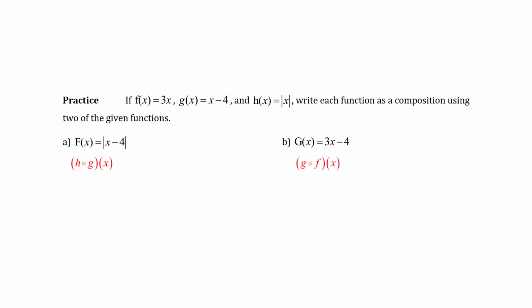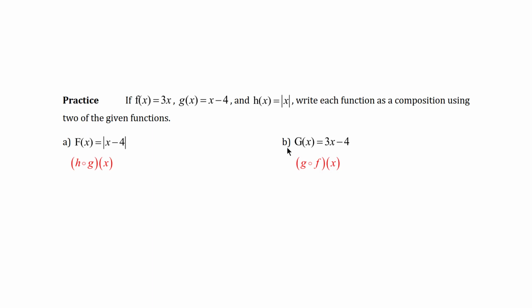Alright, so let's go over the answers. For part A, the answer is h composed of g of x. If we take g of x, which is x minus 4, substitute it in for x in the function h, we get the absolute value of x minus 4, which is the function capital F of x.